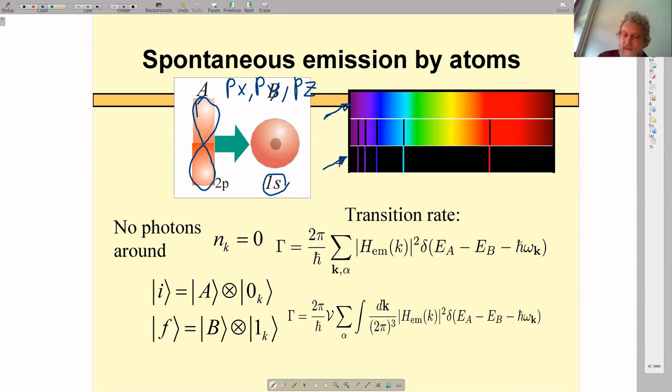Right, but this spectrum is not commonly seen. If we just look at the sun, the spectrum of the sun is eventually black body radiation. So in very good approximation, this is continuous.